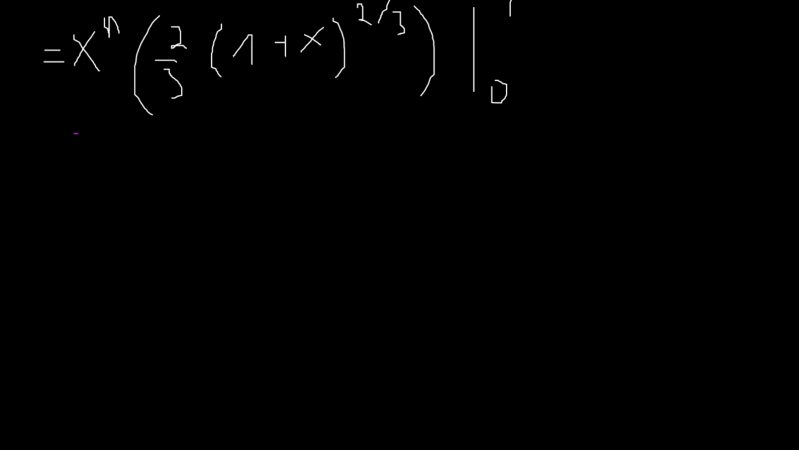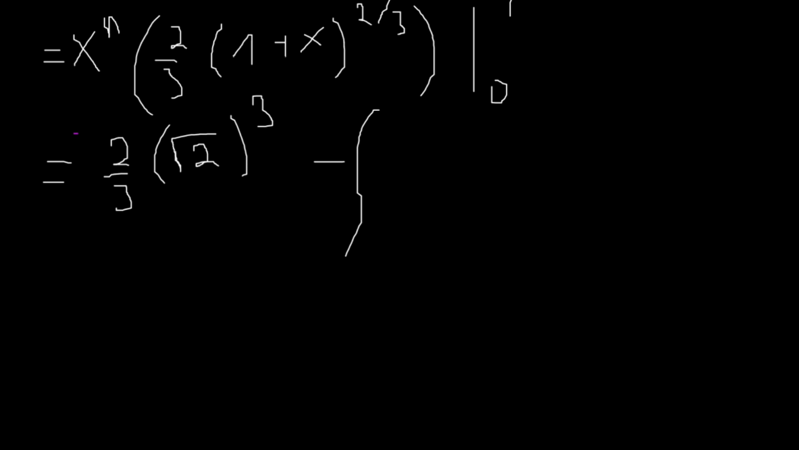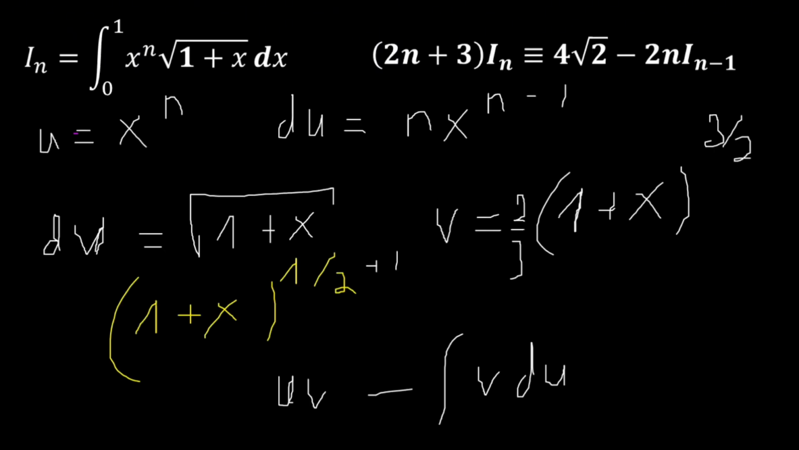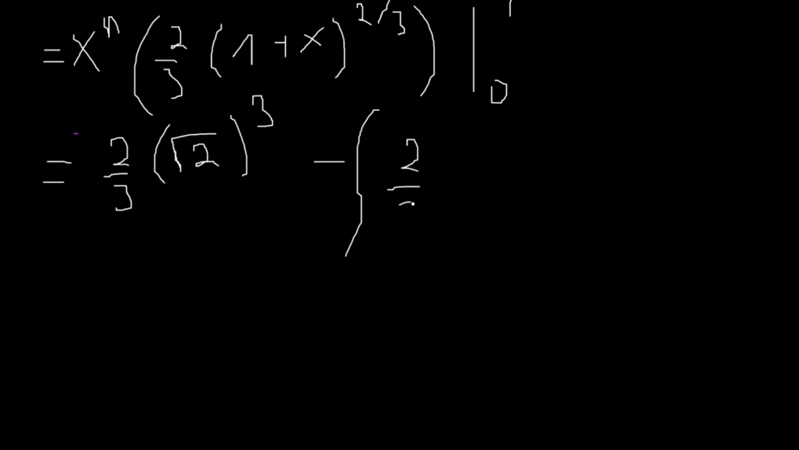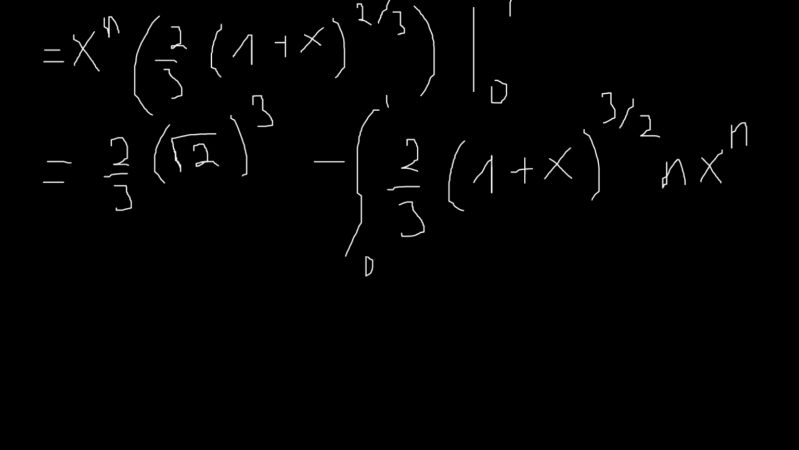Substituting 1, 1 to the power n is 1. So that is equal to what? 2/3 times 1 plus 1, which is 2, to the power 3 on 2, that is the square root of 2 all cubed. Minus the integral of v du. What is our v? 2/3 times 1 plus x all to the power 3 on 2, from 0 to 1, times du, which is n x to the power n minus 1.